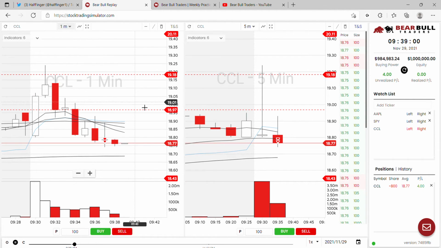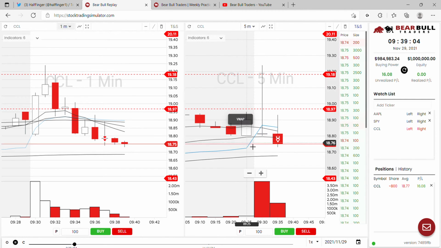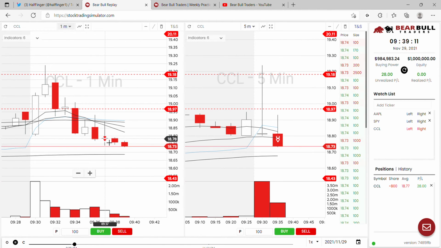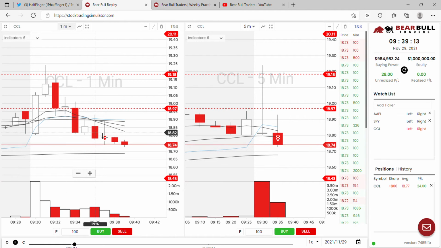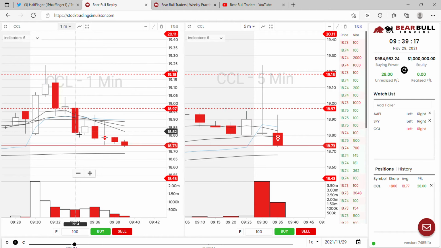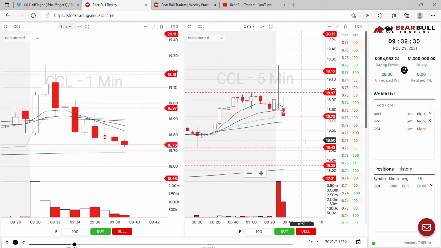So I have a few things here that made me go short. It was, of course, the big reverse hammer here, and see I have 1, 2, 3 tests. And I went short after the second one, as it confirmed that we had lost the VWAP. So we lost it here. We tested it, closed below, tested it again, closed below one more time, and then I went short.